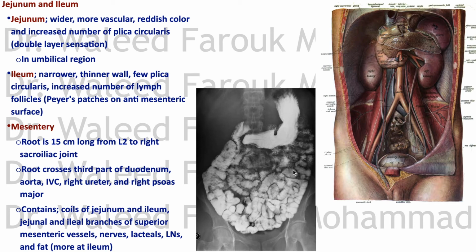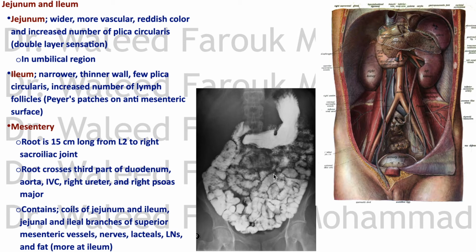This indicates that these are loops of the jejunum. These are loops of the ileum. You can note the difference between the mucosal folds here and here. Here at the distal ileum, it's almost smooth without folds, with very few folds, as you can see here. The jejunum is wider, more vascular, and has more plicae circulares in it. And it lies in the umbilical region. All the coils in the umbilical region belong to the jejunum.